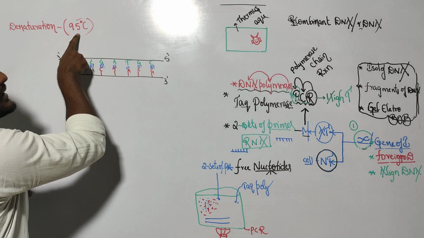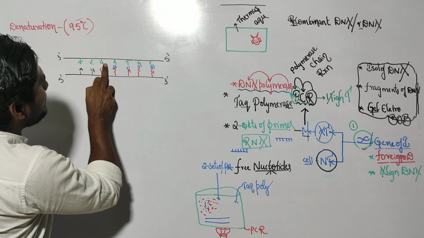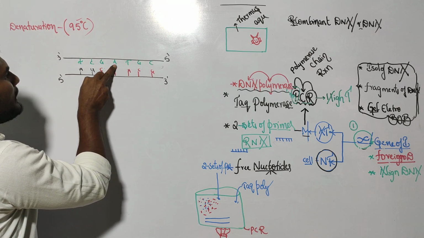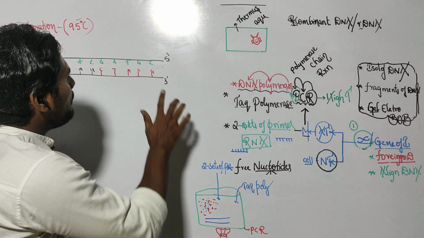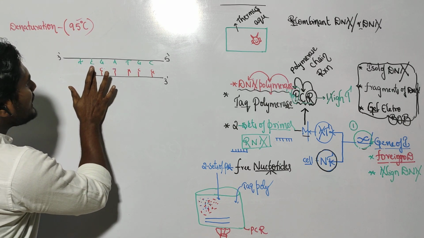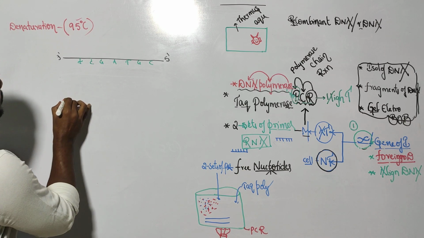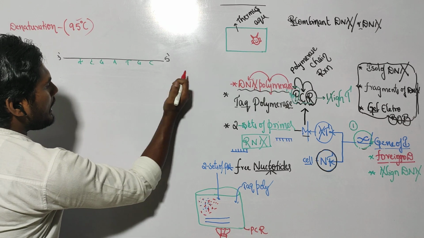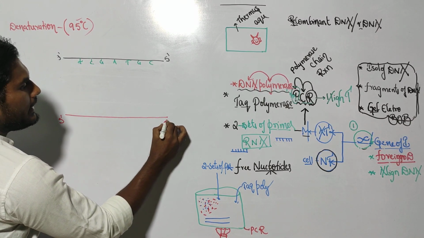When it has reached 95 degrees Celsius, what is happening? The hydrogen bonds which are present between the nitrogen bases are broken down. Whenever these hydrogen bonds are broken down, what is going to happen? The two strands got separated like this. The two strands are separated. This is called denaturation. 5' and 3'.